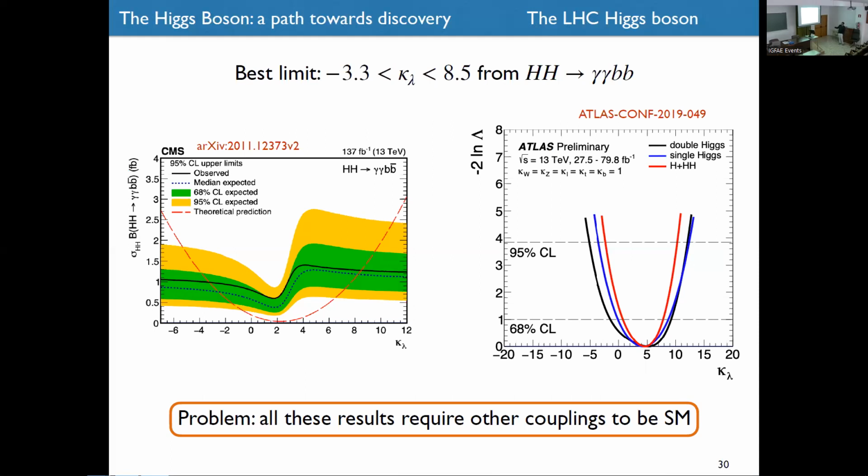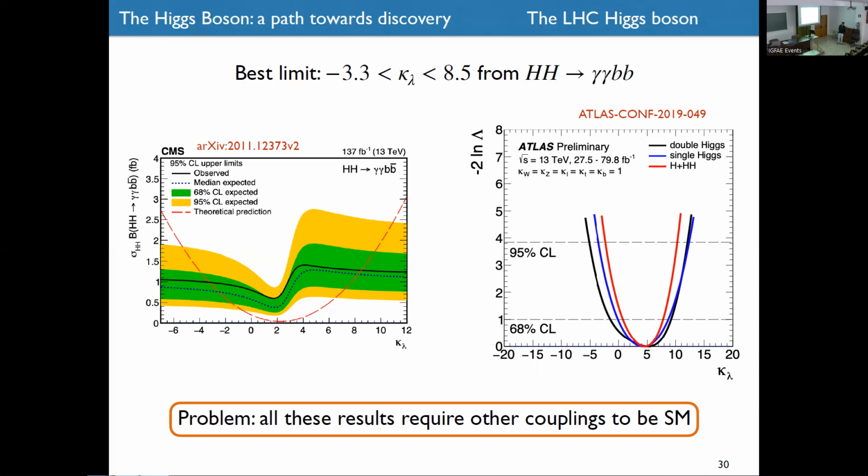On these other plots here on the right, instead we have some preliminary results from ATLAS for searches in double Higgs and single Higgs. The black line is double Higgs, the blue line is single Higgs, and the red line is a combination of the two. And this shows you that more or less when taken singularly, they're not particularly good, but when you combine the results of double Higgs and single Higgs, you actually get some more stringent bounds.